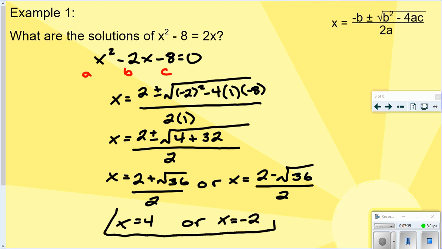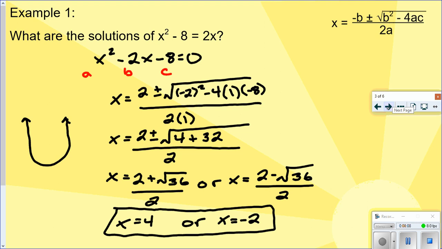All right, so there's my solutions using the quadratic equation. Again, what that means is this graph, remember, the graph is a parabola like this, right? This graph crosses the x-axis at positive 4 and negative 2. It's the x-intercepts. You can plug these values in, and so if you plug in 4 squared minus 2 times 4 minus 8 is going to equal 0, and the same thing for negative 2.